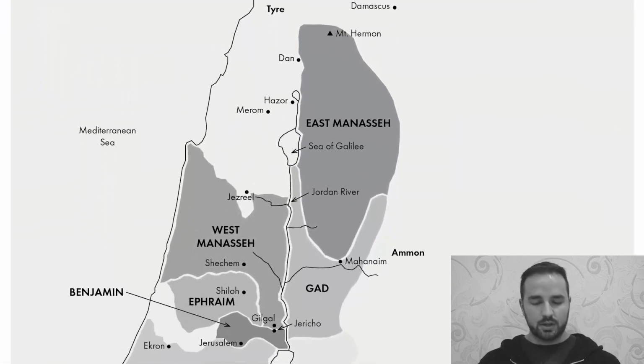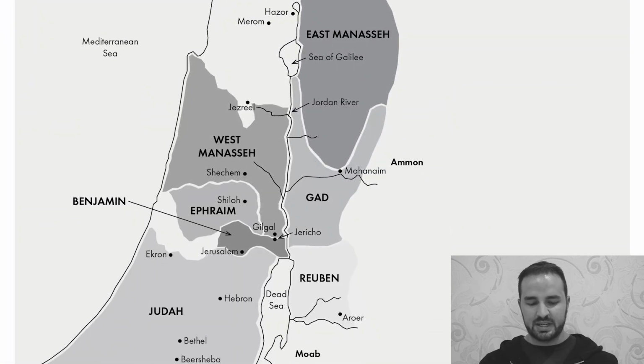As we scroll down and look at our map of the divisions of the land between the 12 tribes, we're filling out the map nicely. You'll see Benjamin's land, just a small section there, south of Ephraim and Manasseh's land and north of Judah and the Dead Sea. So that is Joshua chapter 18.